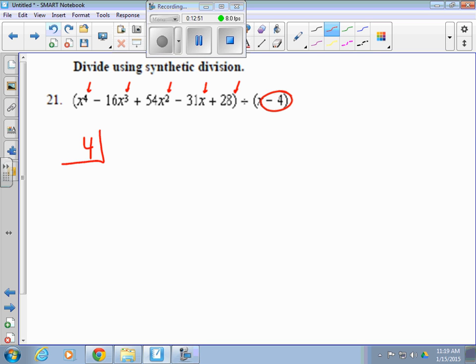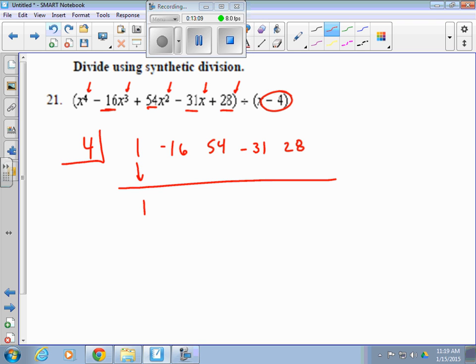What are the coefficients for all of them? The first coefficient is 1. The second coefficient is negative 16. The next one is positive 54. The next one is negative 31. And the last one is positive 28. Draw yourself a line. Remember, for the first one, it just comes straight down and becomes 1.